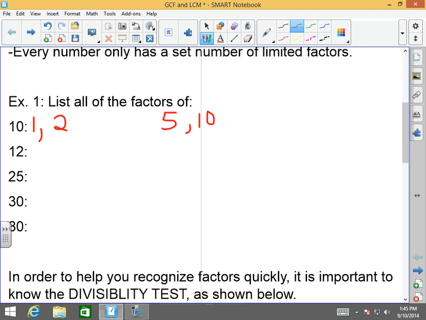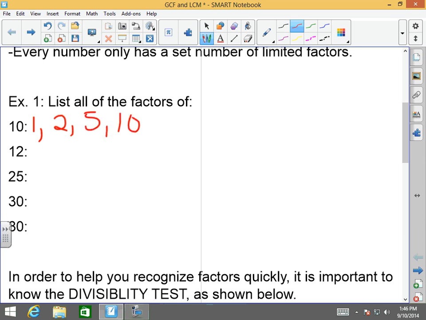Does 3 go into 10? Does 4 go into 10? Does 5 go into 10? Yes, but we already have it. Does 6 go into 10? Does 7 go into 10? Does 8 go into 10? Does 9 go into 10? Does 10 go into 10? But we already have it. So, once we have that, we can rewrite it to make it nice and neat: 1, 2, 5, and 10.